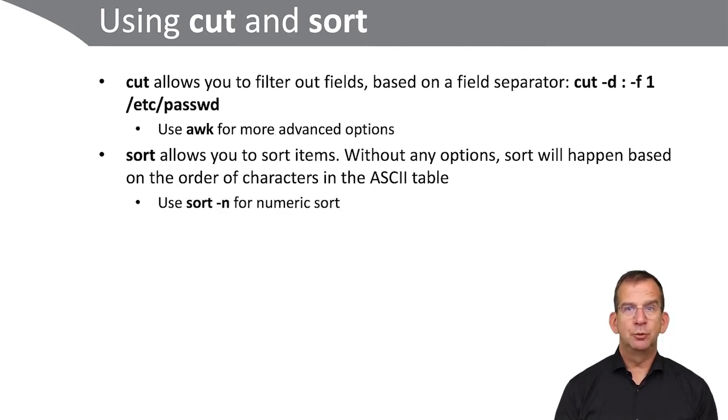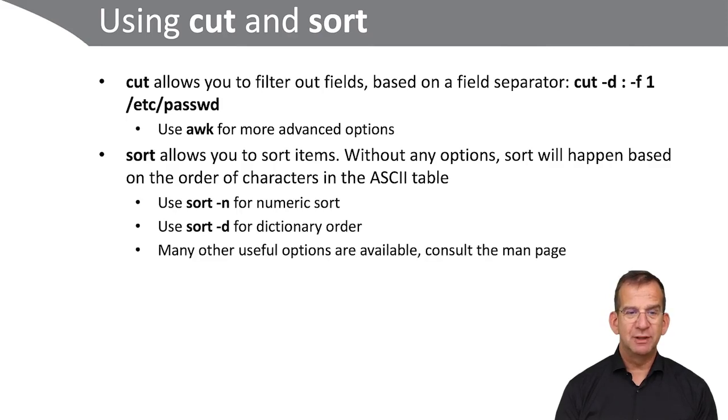But if you want to sort numbers, for instance, you might want to use sort -n for a numeric sort, or sort -d for a sort in dictionary order. Many other useful options are available. Consult the man page if you want to know more about how to use sort.